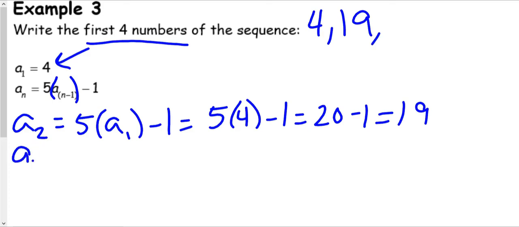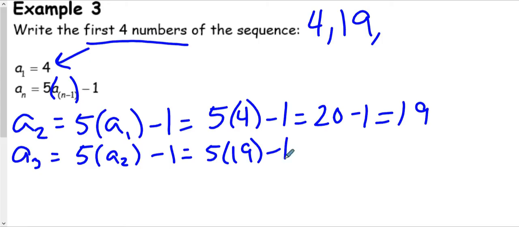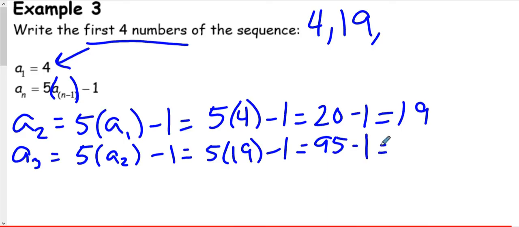This time we're going to say A sub 3 is going to be 5 times A2 minus 1. So that's going to be 5 times 19 minus 1. 5 times 19 is 95. Minus 1 would be 94. So then the next one, these are getting kind of big, huh? The next one would be A sub 4.